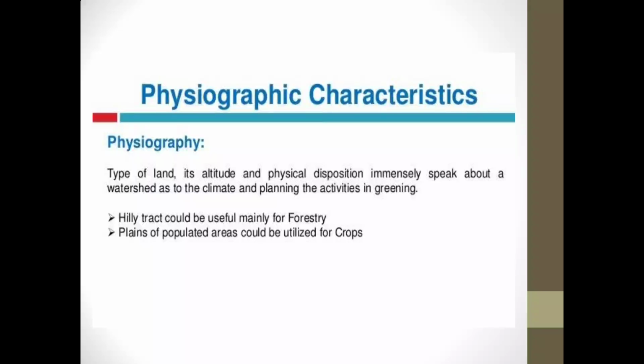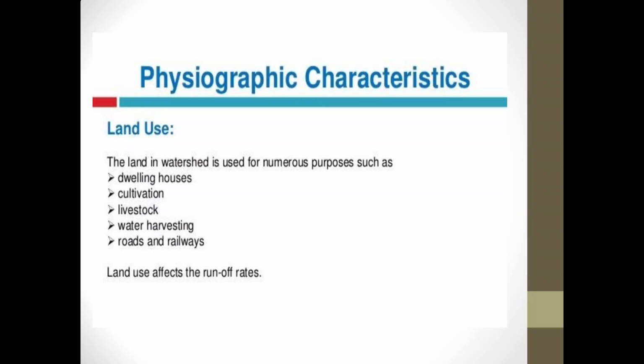Then the plains of the populated areas could be utilized for agricultural crops. Those soils which are plain or level are used for the cultivation of various agricultural crops. Then next one is the land use.